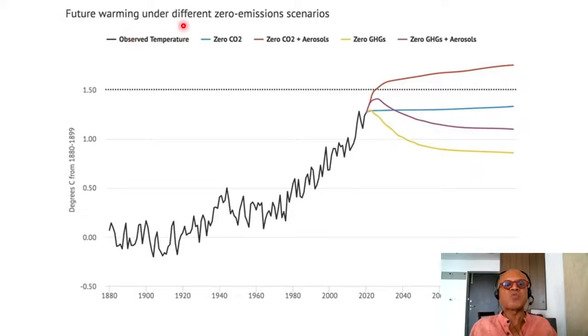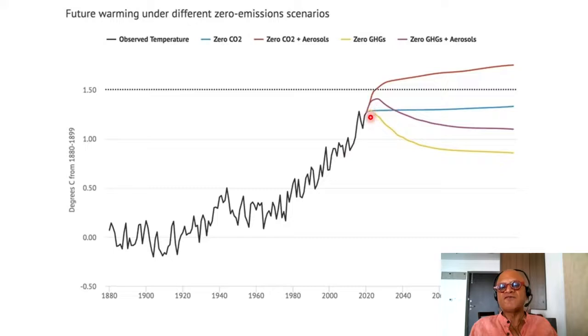So here is future warming under different zero emissions scenarios. We are again starting from 1880, with respect to the 1880 to 1899 baseline. The baseline can be changed. It doesn't matter. The story remains the same. The science remains the same. So here are the observed temperatures.